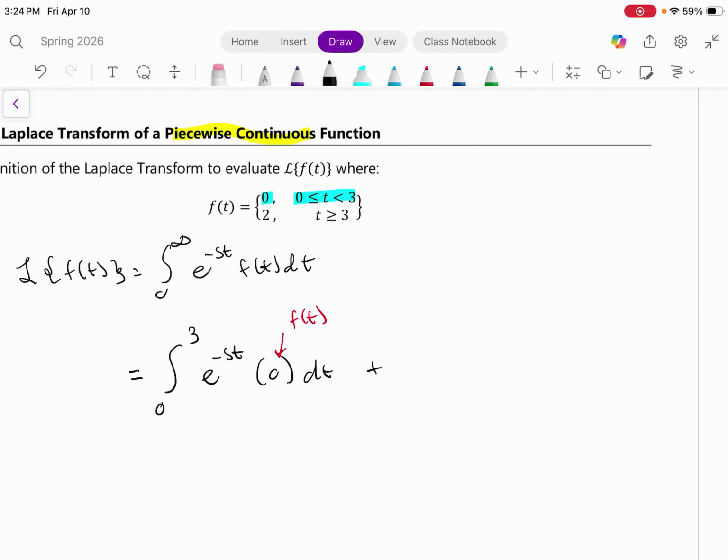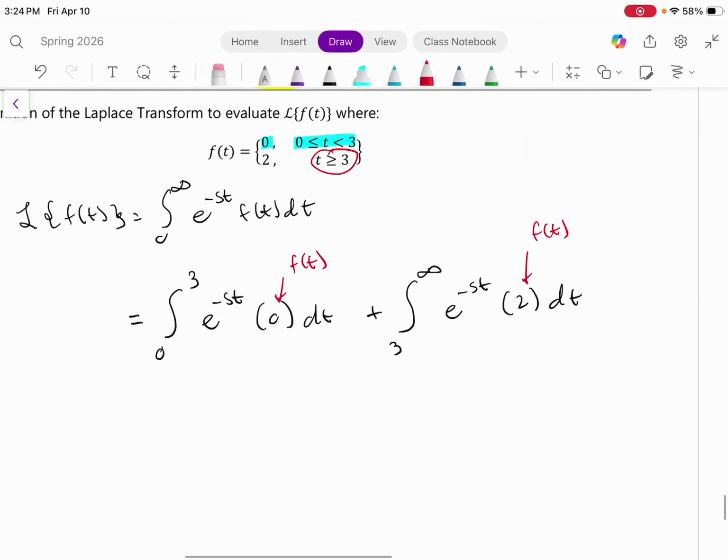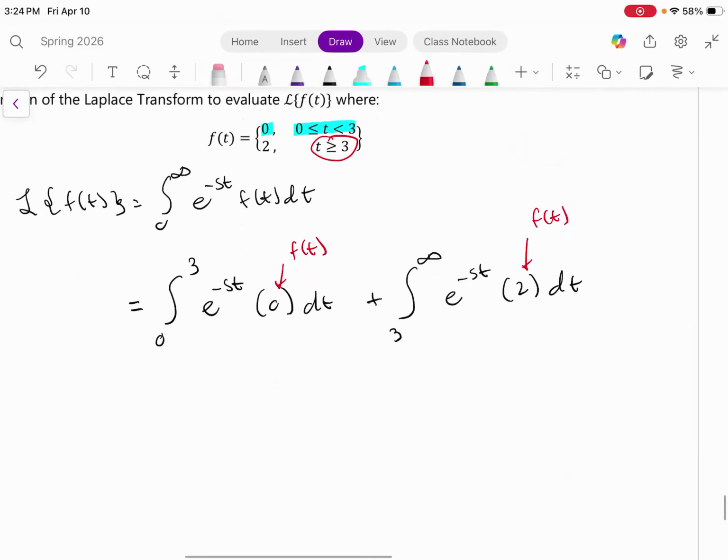And then our second transform would be from 3 to now infinity, because it's greater than or equal to 3, of e to the negative st, and our function there is 2. So this is also f of t, just on a different range of values for t. Okay, so let's look at this first integral.